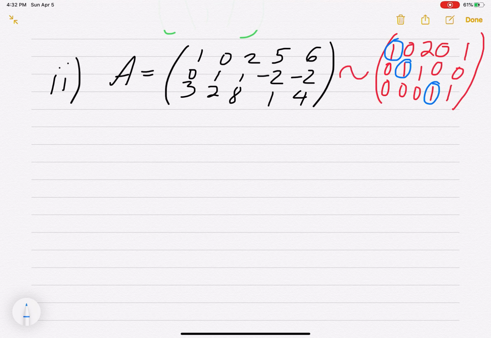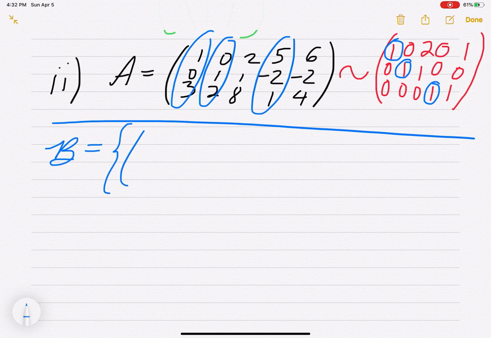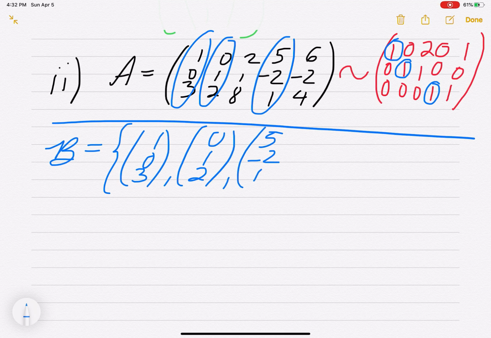When you're looking at the column space then, you're going to take columns 1, 2, and 4. And that's going to give you a basis. So B equals the set containing 1, 0, 3, 0, 1, 2, 5, negative 2, 1, which is a basis for the column space.